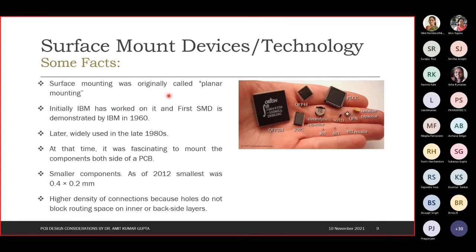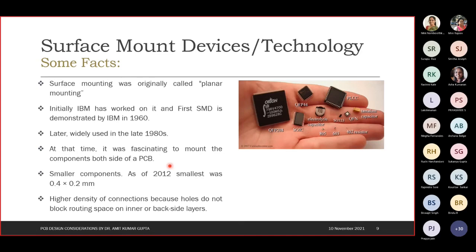Surface mounting was originally called planar mounting. Initially, IBM worked on it, and the first SMDs were demonstrated by IBM in 1960. Before that, all of them were through hole. Later, it was widely used in the late 1980s. So after the 80s, the use of SMD started widely. At that time, it was fascinating to mount the components on both sides of a PCB.